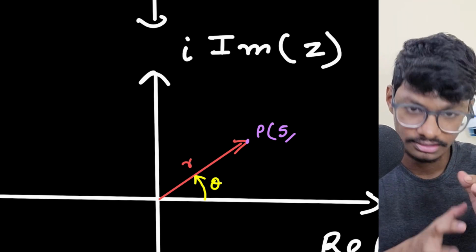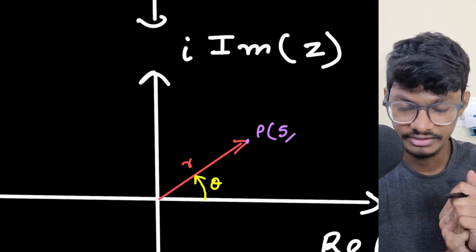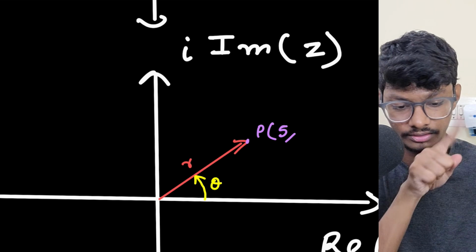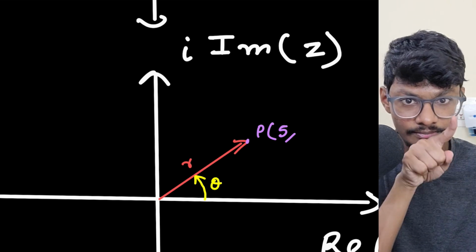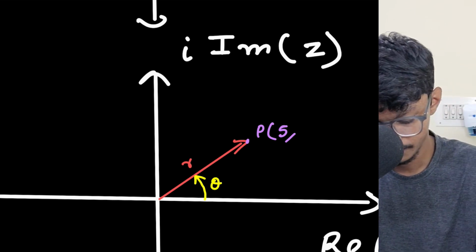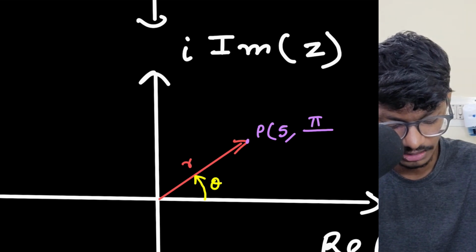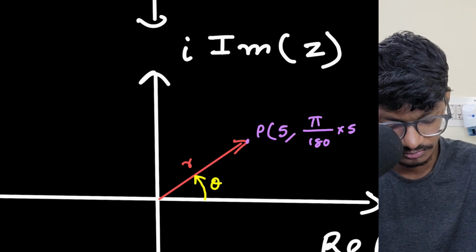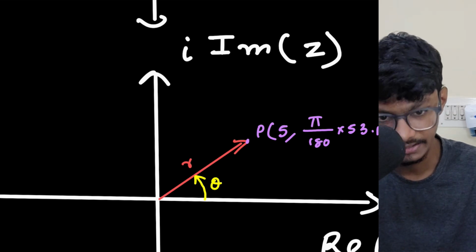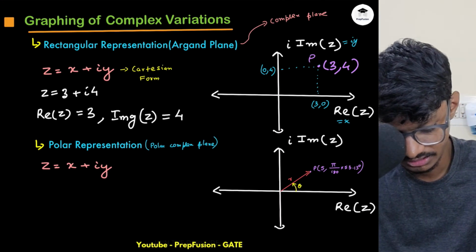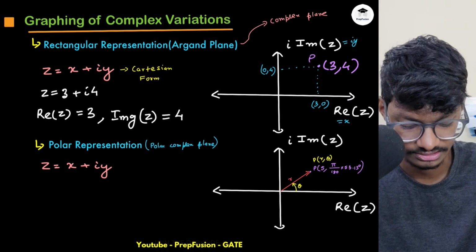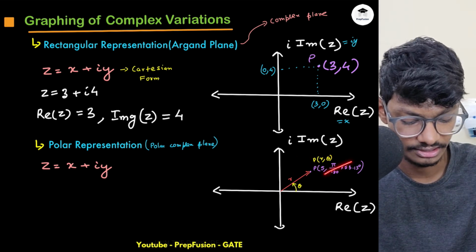Generally we write it in terms of radians. So pi is 180 degrees, so pi by 180 will be 1 degree, and pi by 180 into 53.13 will be 53.13 degrees in radians. Always use the unitary method. This will be my r and theta. P is represented like r and theta, and r and theta in this case is this. Or there is a simpler way to compute this angle, which I will talk about.